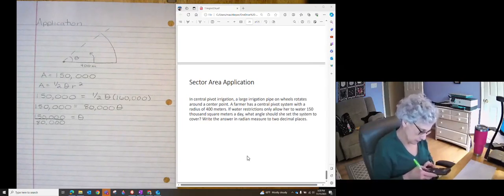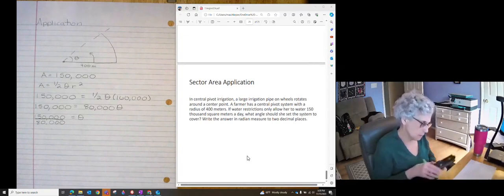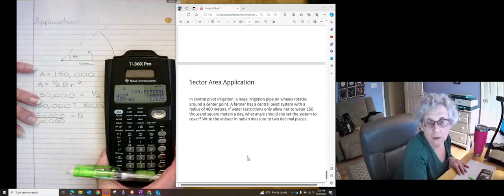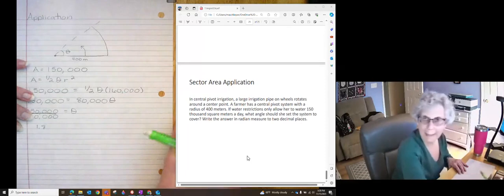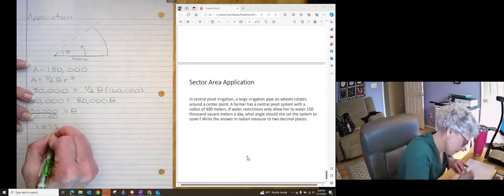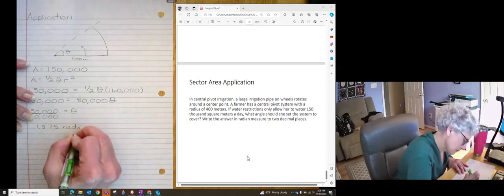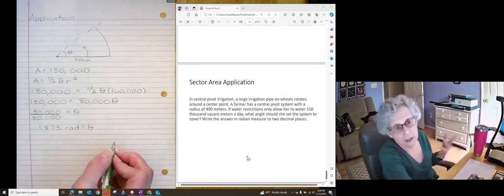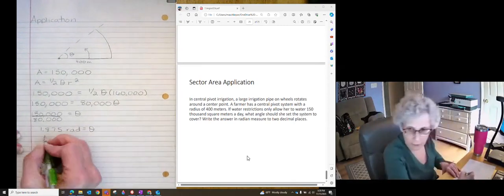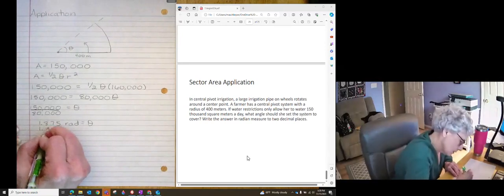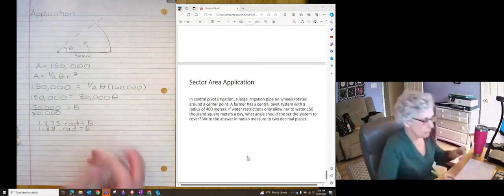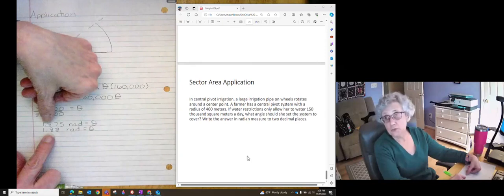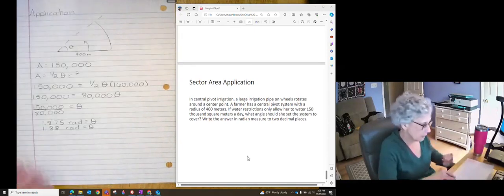So let's see, I'm just going to do 150 divided by 80. That'll be the same thing. And I get 1.875. And it asked me to round it to 2 decimal places. Okay, be annoying. 1.88 radians is equal to theta. So, if WebAssign asks you for 2 decimal places, then you darned well better give it 2 decimal places.